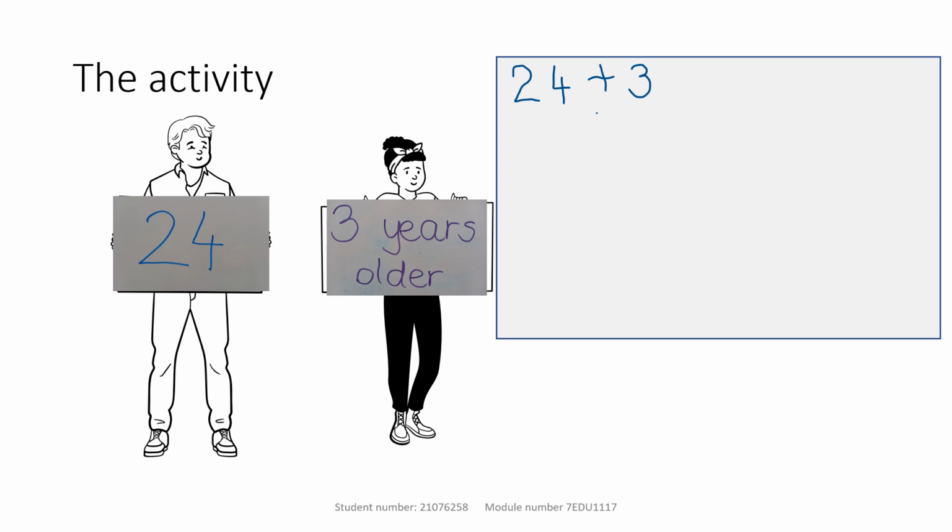Now I asked the class to have a look at the 2 boards, think carefully for 10 seconds, and tell me how old the second child is and how they worked out this answer. When they told me 27, and they reached the answer by adding 3 to the initial age of 24, I wrote the expression 24 plus 3 on the wall board.